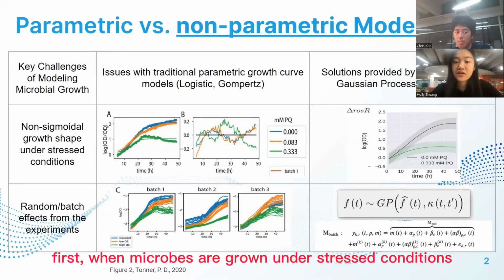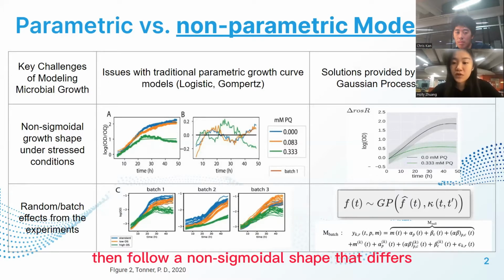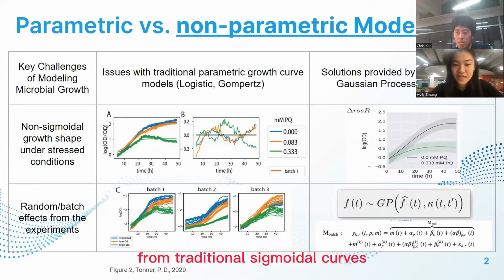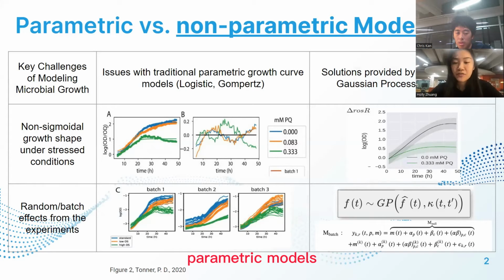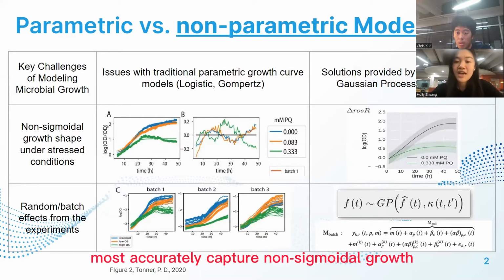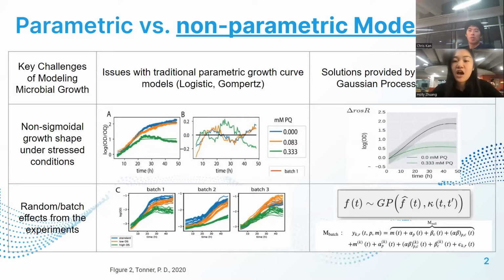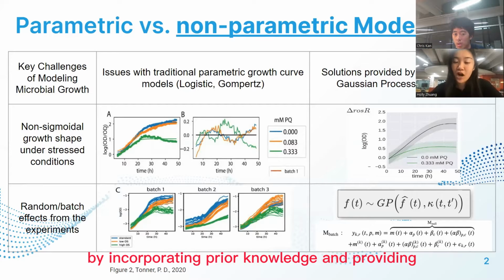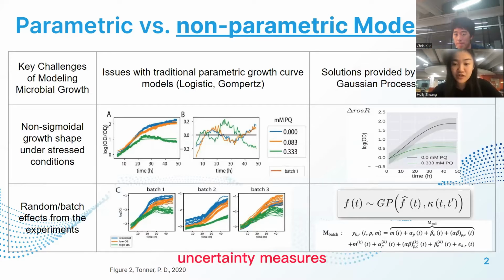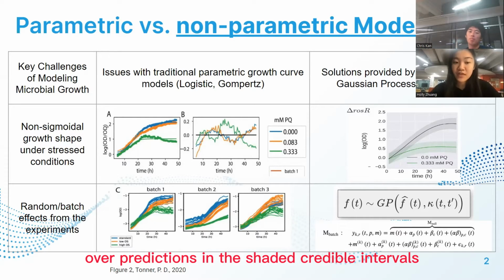First, when microbes are grown under stress conditions, they follow a non-sigmoidal shape that differs from traditional sigmoidal curves, just as the green fitted line deviates from other curves in Figure 8. Parametric models like Logistic and Gompertz fail to accurately capture non-sigmoidal growth, as shown in the residual plots in Figure B. However, the non-parametric Gaussian process model solves this issue by incorporating prior knowledge and providing uncertainty measures over predictions in the shaded credible intervals.